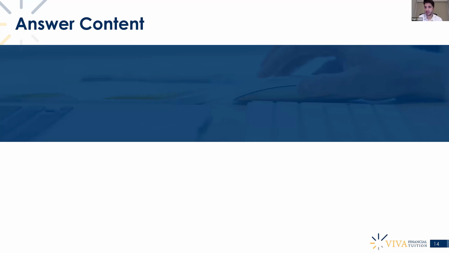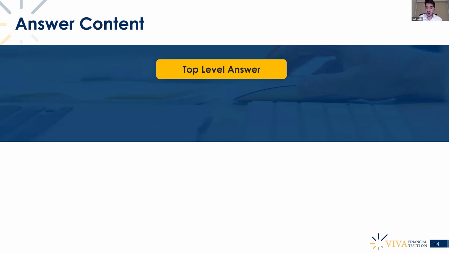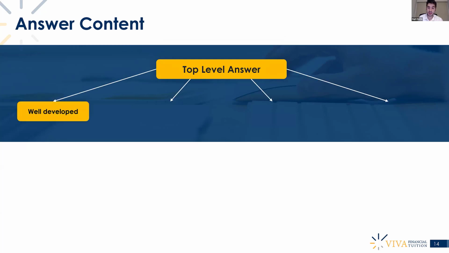Okay, so answer content. What should be within your answer? What are the characteristics of a top level answer? Well, there are four main characteristics, and we're going to talk about these in detail, but I just want to introduce them to you first. So the first is it is well developed, right? Well developed. And we'll come back to these, remember, but we're just going through them at a high level view here.